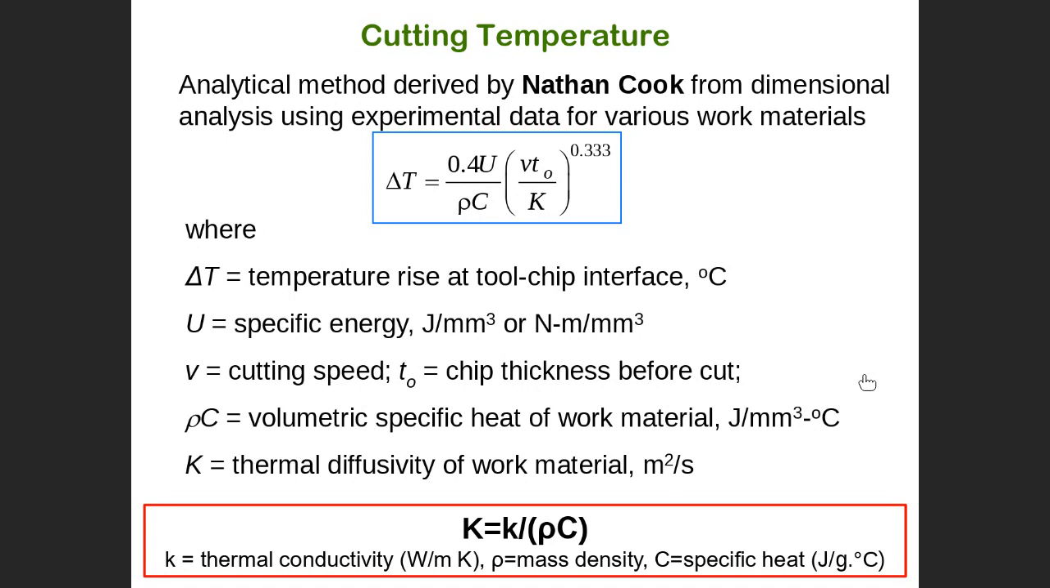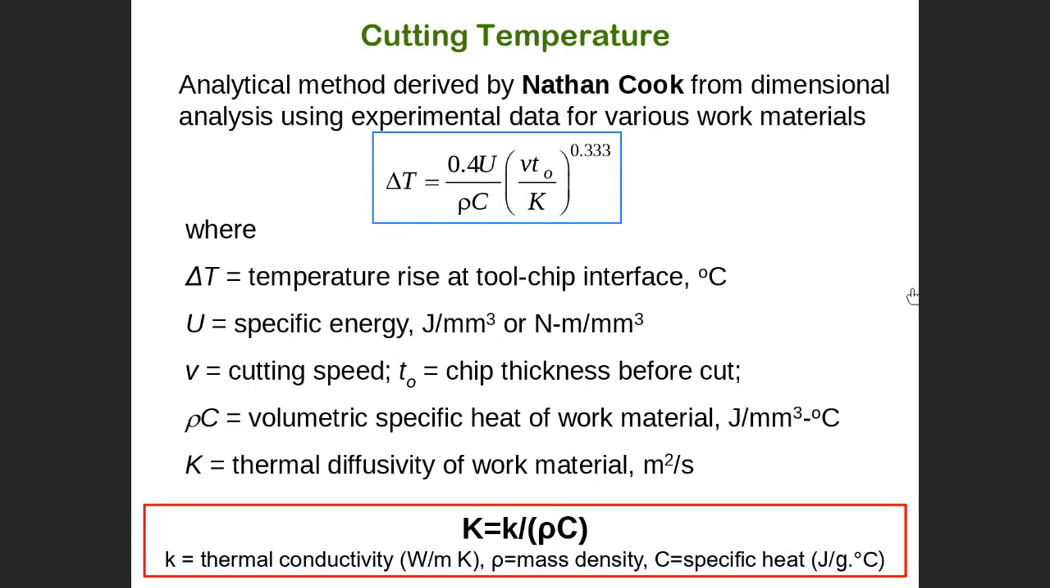Then we have to calculate the cutting speed and the cutting temperature. If the cutting temperature is really high, then probably we can decide to use the cutting fluid. But if the cutting temperature is not that high, then we can decide not to use cutting fluid. Actually, it's better if we're not using cutting fluid. You keep that in mind.